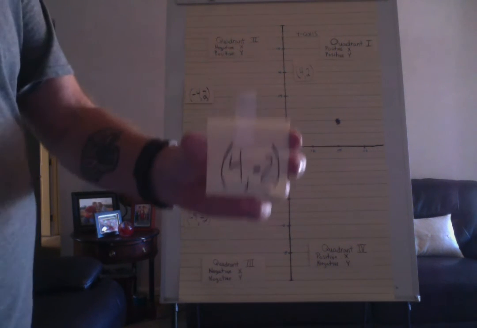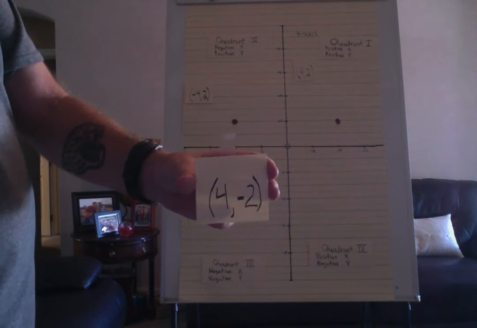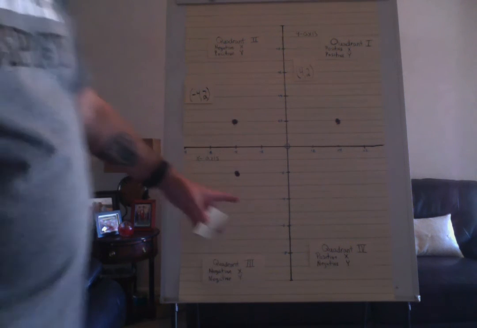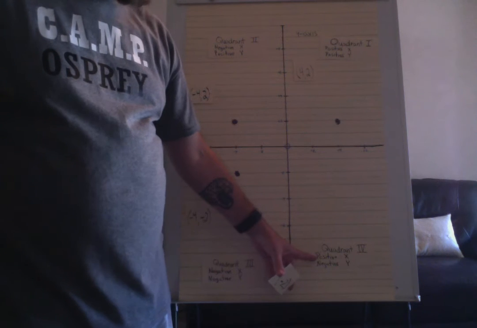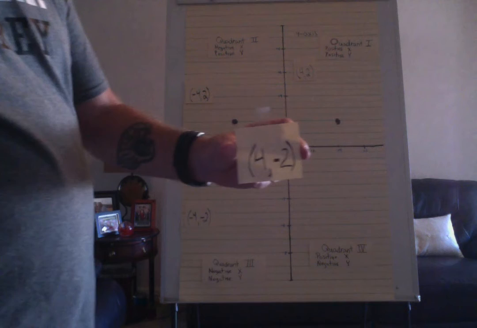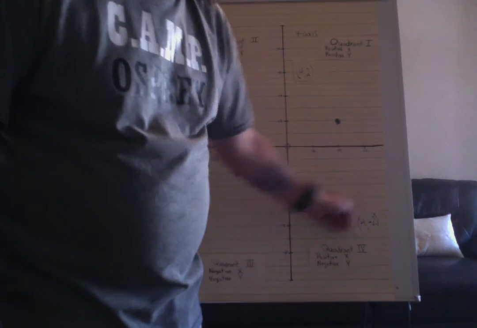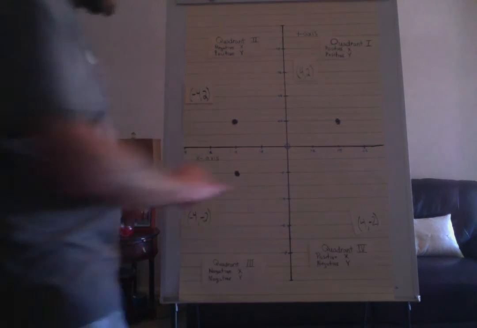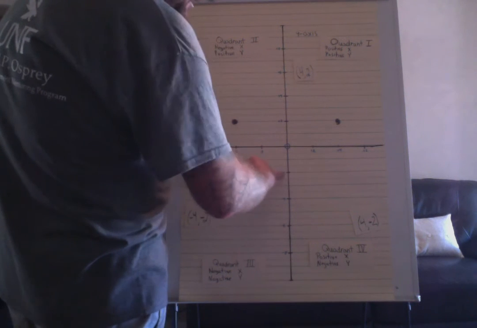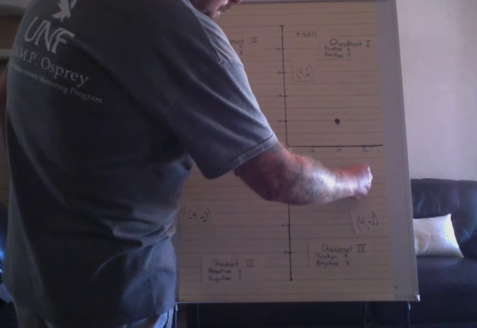Our last example has an x component of +4 and y of -2. Well, we've done all the other ones, so let's go right to quadrant 4, where it has a positive x and a negative y. And that's what we have, positive x with a negative y. Our x value is 4. Our y value is -2, which is here. So +4 and -2 is there.